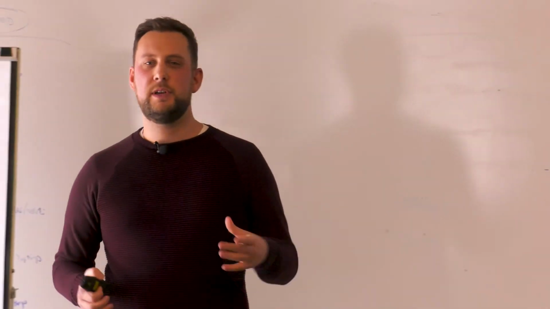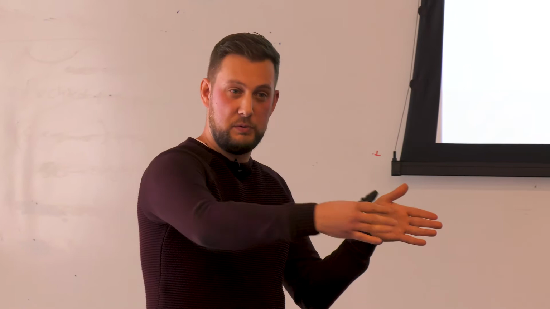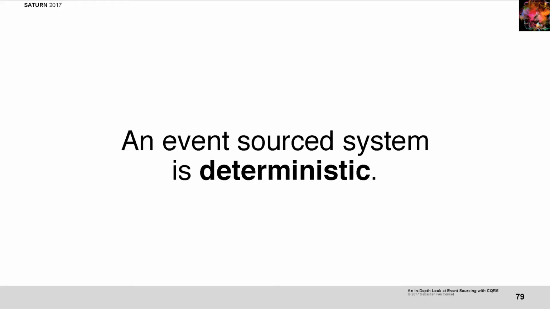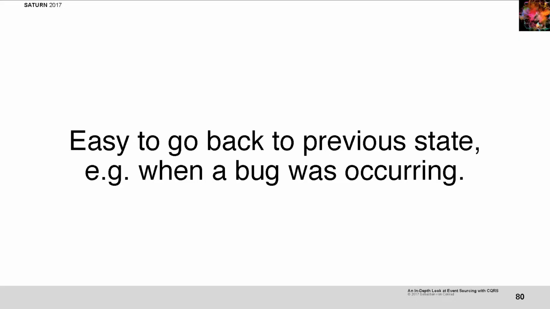If I want to know what something looked like at a particular point in time, that's cool, I can get that. I only replay the events up until that point in time. What does that mean? It means my system is now deterministic. I can get back to the state of my system at any point in time, ever. It's easy to go back to, we had a bug that happened because of the state that was going on at the time. We can easily do that.